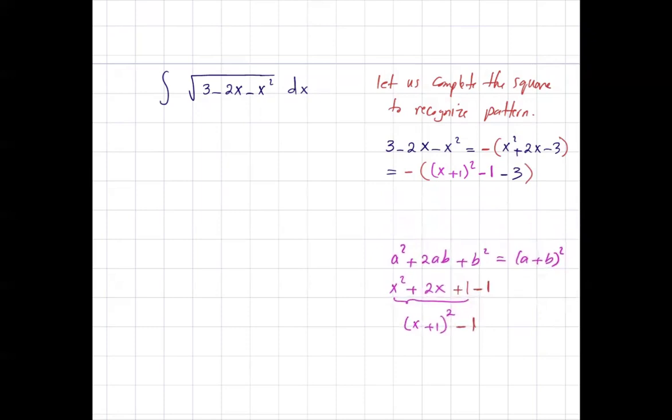So this is equal to minus, open parenthesis, x plus 1 to the second power minus 4, and close up the parenthesis. You can distribute the negative sign. This is nothing but 4 minus x plus 1 to the second power. So we just completed the square, everybody. Very good.